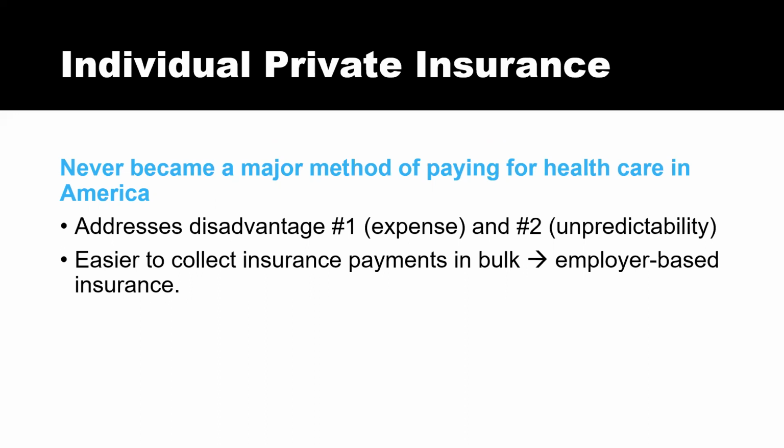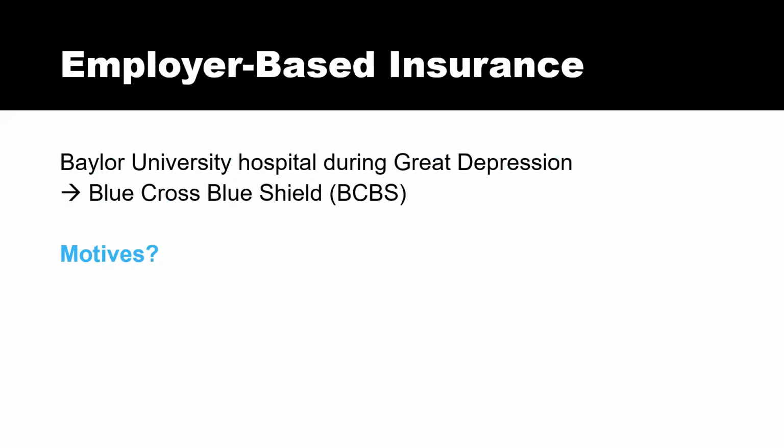However, this never really became a major method in individual insurance because it's easier to collect insurance payments in bulk from a whole company rather than from individual people. So we quickly moved to employer-based insurance. This started in Dallas at Baylor University Hospital during the Great Depression, and that eventually became Blue Cross Blue Shield. There's some controversy over the motives of the physicians who started this, and there's really no way to know what their motives were, but it's good to keep in mind.